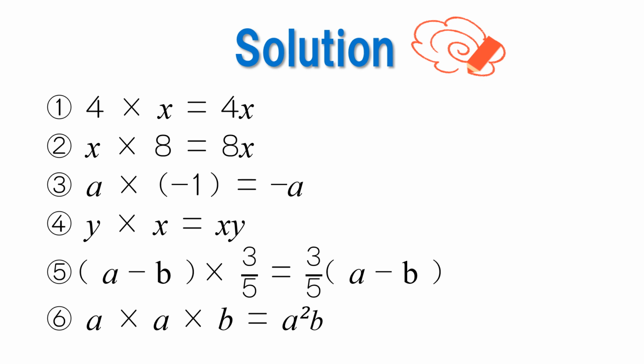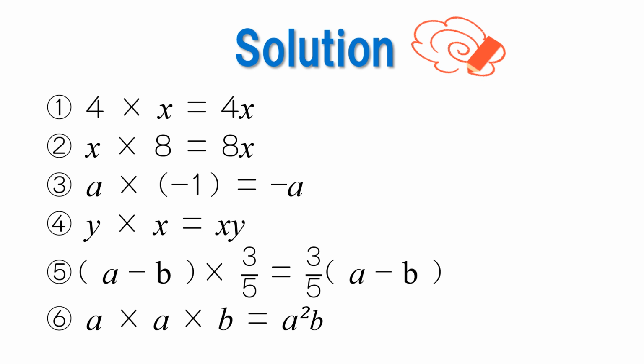For number 1, 4 times x, the answer is 4x. For number 2, x times 8, the answer is 8x. For number 3, 8 times parentheses, negative 1 parentheses, the answer is negative a. For number 4, y times x, the answer is xy.